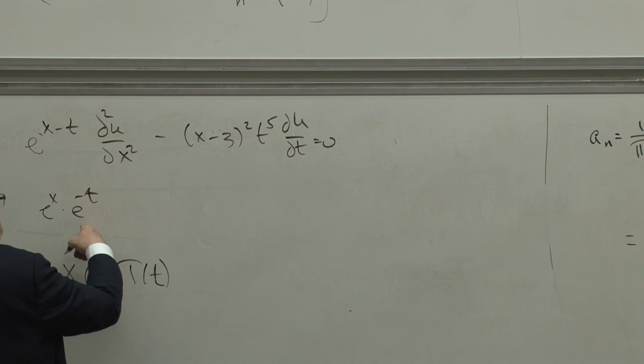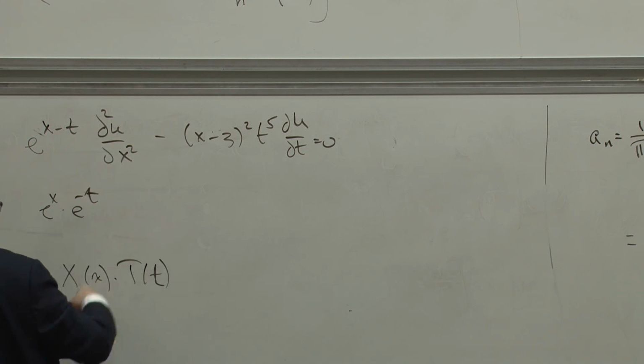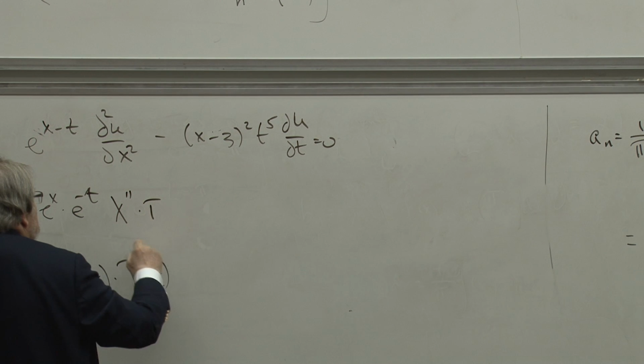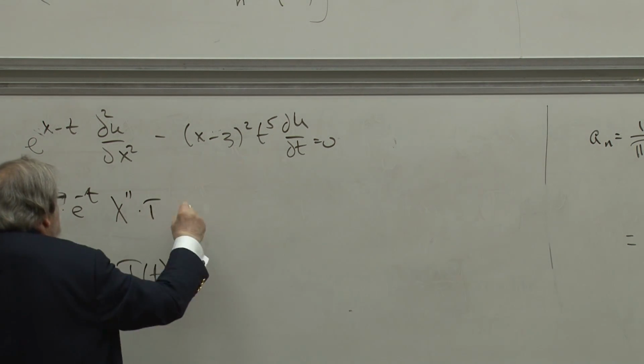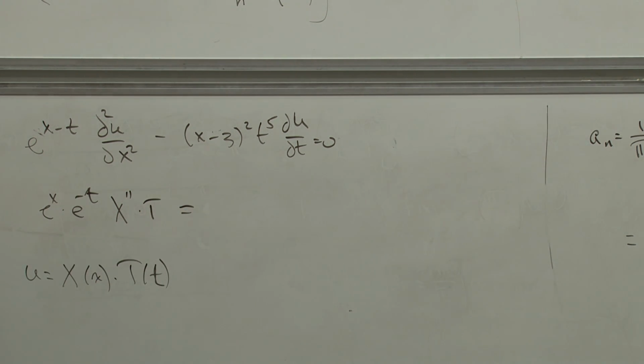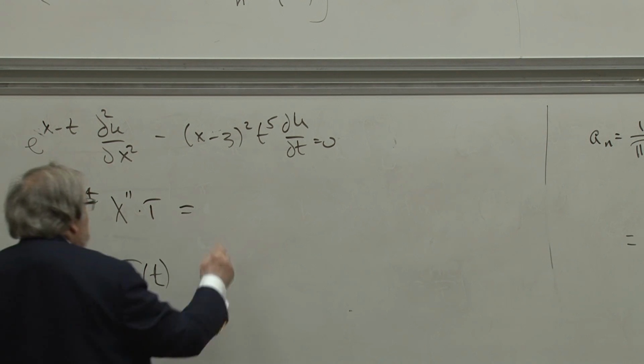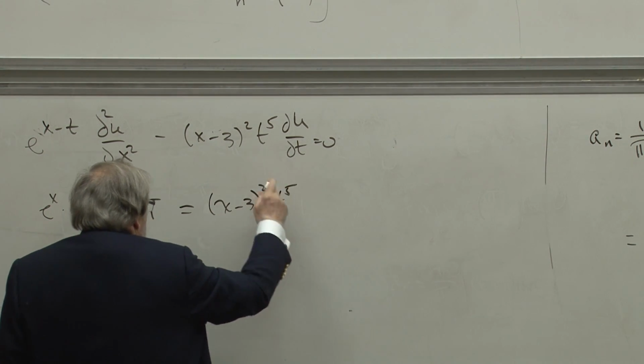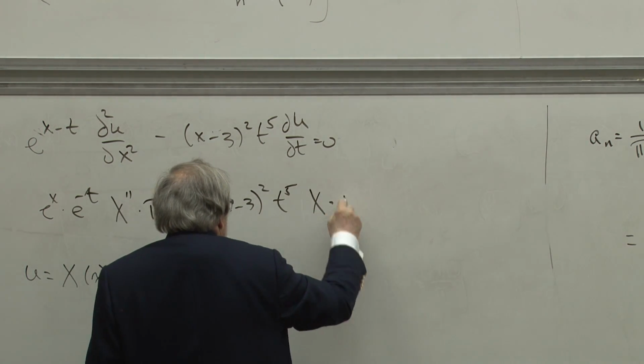So I substitute this in. The partial derivative with respect to x, we hold t constant, so that's just X prime times T. And then we move this to the other side. Move the other one past the equal sign. So I have (x minus 3) squared t to the fifth x times T prime.